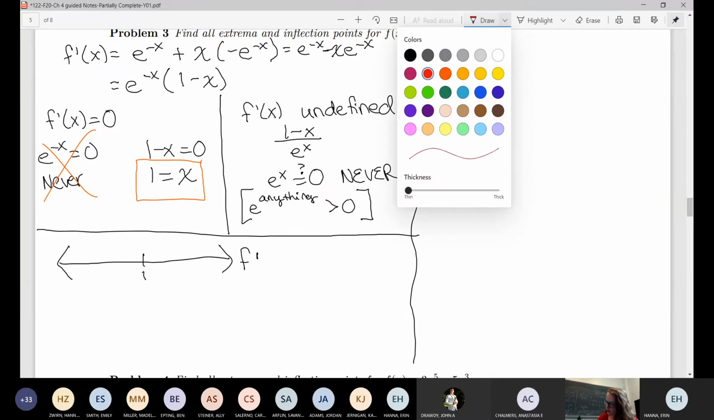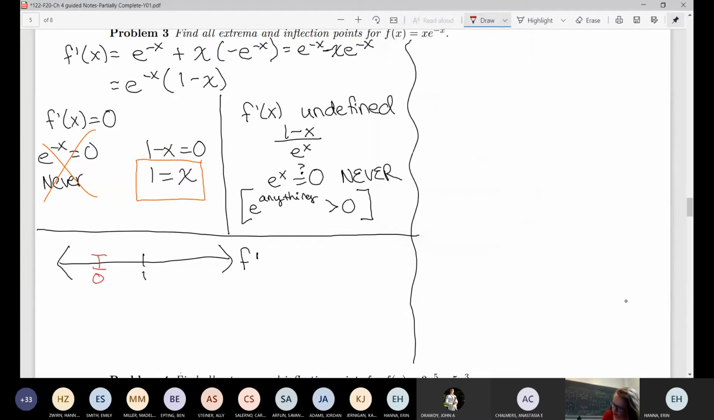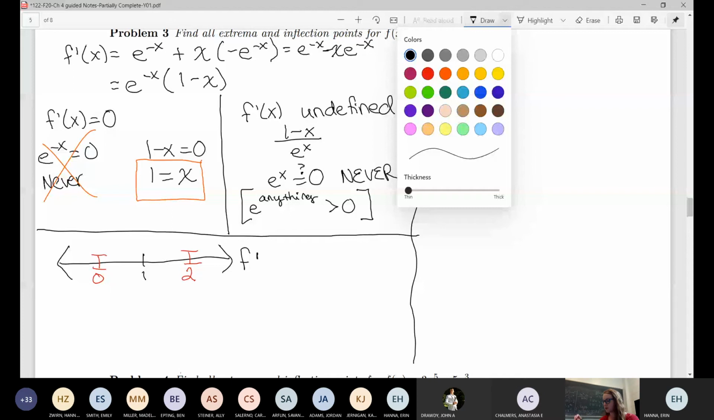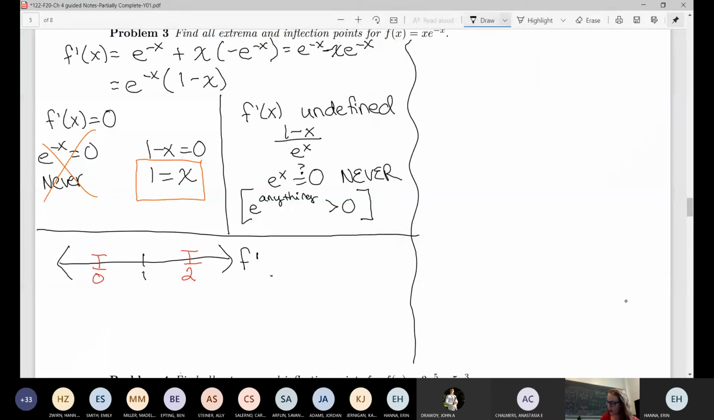We pick some test points. Something less than 1, why not 0? Something greater than 1, why not 2? Let's not go too obnoxious. I mean, you can totally go as obnoxious as you want, but I plug both of those into the derivative.